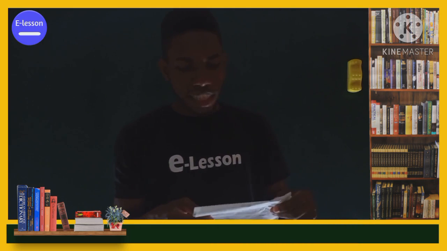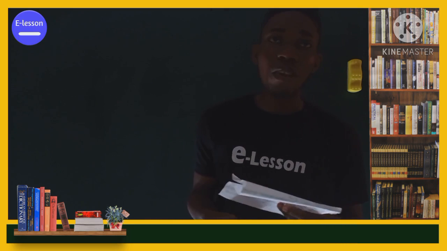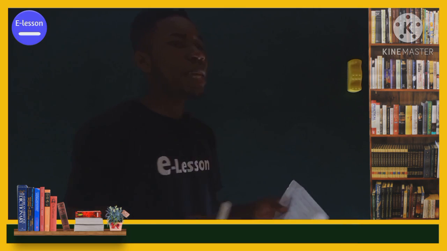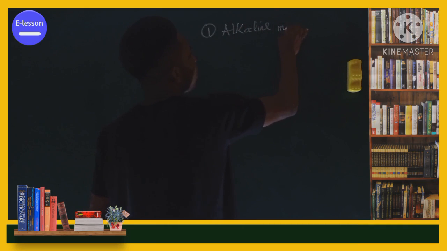Now, let's look at the next question. The next question says, what alkaline earth metal is located in period 3? Now, we have different groups in the periodic table. We have the group 1 element called the alkali metals. We have the group 2, alkaline earth metals.